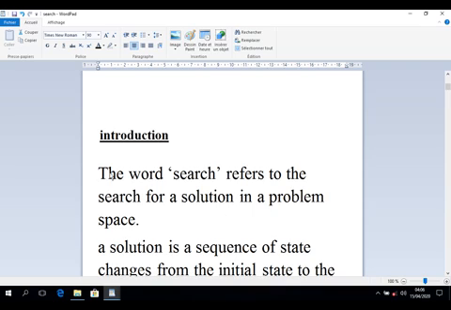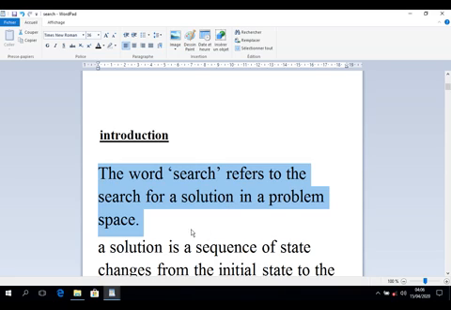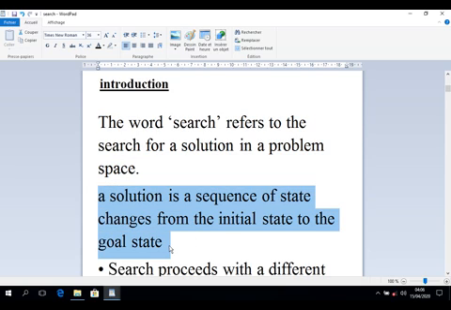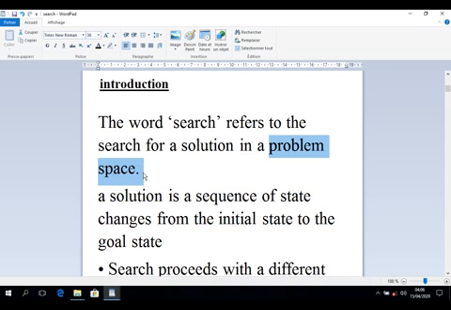The word search refers to the search for a solution in a problem space. Is it okay? Search for solution. A solution is what? It is a sequence of state changes from the initial state to the goal state. Now here the problem space is what? It is just the set of states. Because a problem is defined by the various states of the problem, and then the solution should be the sequence of state changes. It means the sequence of operators.